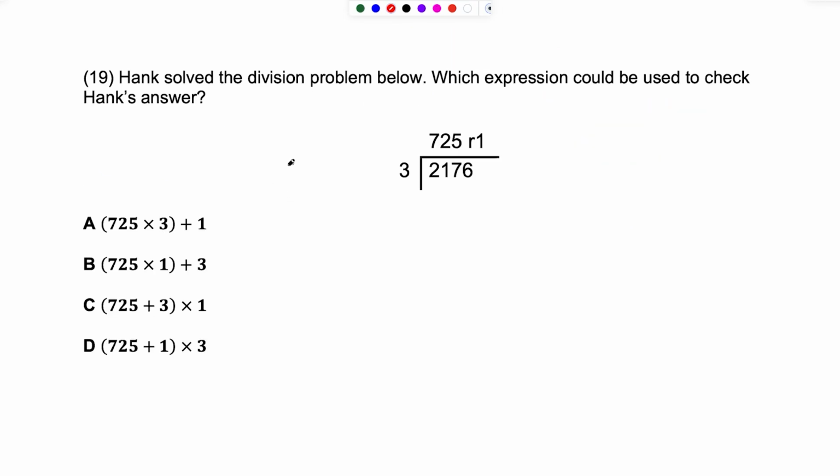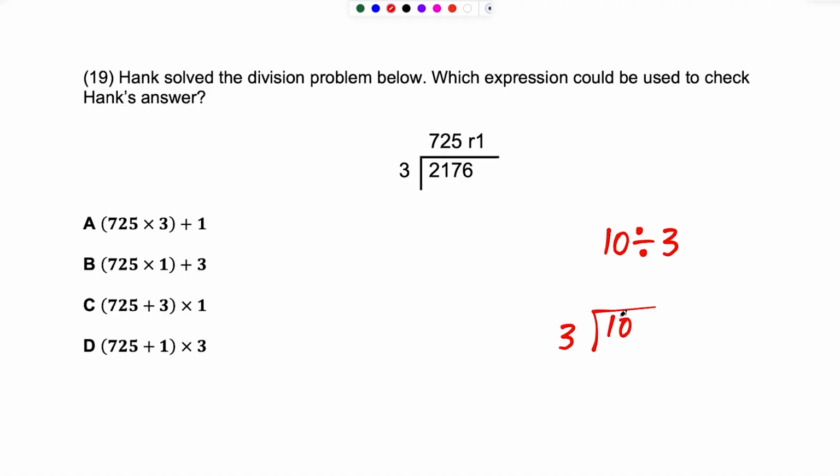Question 19, Hank solved the division problem below. Which expression could be used to check Hank's answer? And we have 2,176 divided by 3 equals 725 remainder 1. So for this one, what we could do is think about something easier. Okay, so let's say I do 10 divided by 3. Okay, 10 divided by 3 is something that's much nicer. We're dealing with smaller numbers.